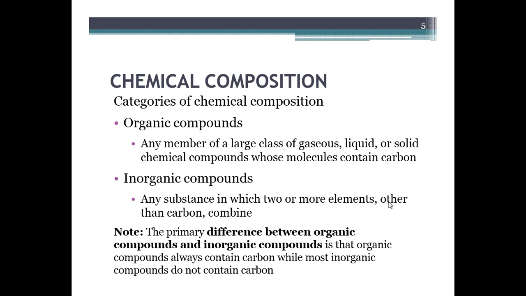Chemical composition now. So we just looked at origin. Let's look at chemical composition. So we can classify air pollutants according to organic compounds and inorganic compounds. Now very simply, our organic compounds are any members of a large class of gases, liquid or solid chemical compounds whose molecules contain carbon. The inorganic are any substances in which two or more elements other than carbon combine. So let's just make note of that last statement at the bottom there. The primary difference between organic compounds and inorganic compounds is that the organic compounds always contain carbon, while most inorganic compounds do not contain carbon.